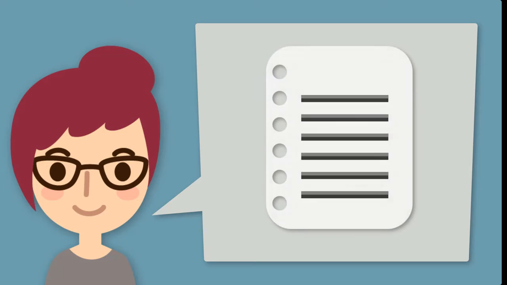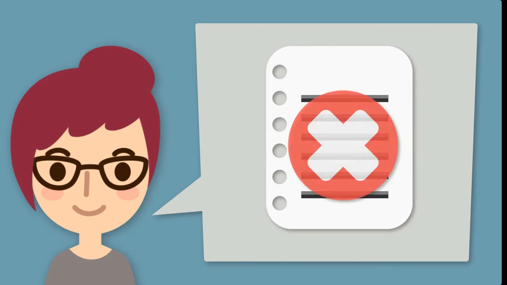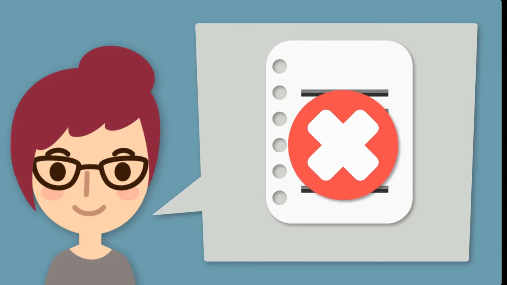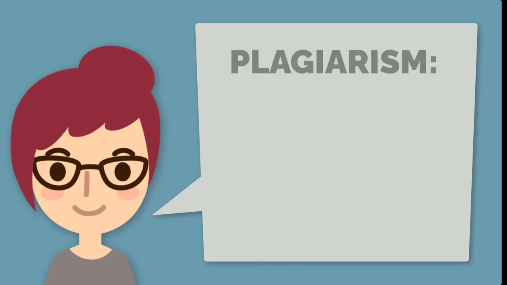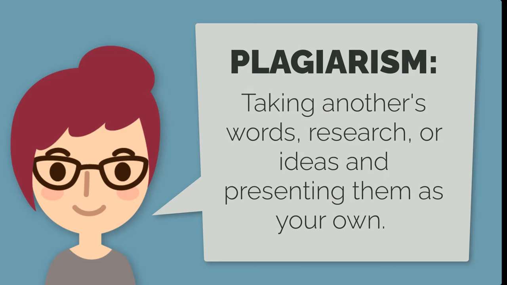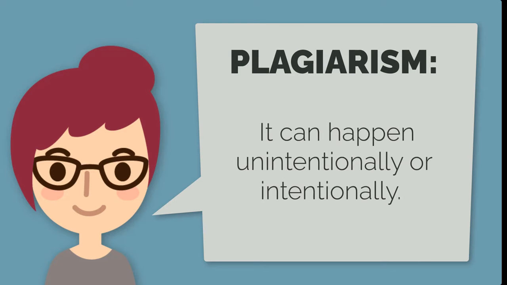In the first video in this series, we talked a little bit about the consequences of failing to properly quote or paraphrase outside sources when writing your paper. In this video, we'll take a closer look at this issue and how to avoid it. Plagiarism is the act of taking another's words, research, or ideas and presenting them as your own. It can happen unintentionally or intentionally.